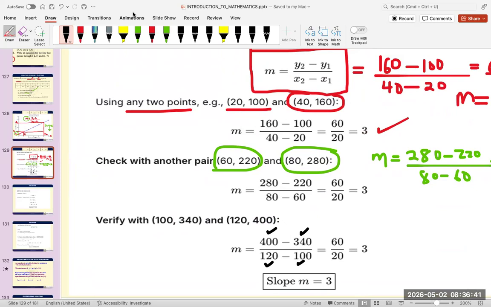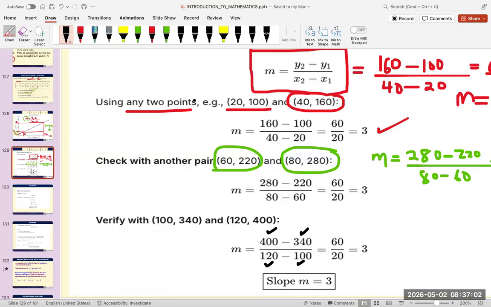Yes, Stephen, unmute yourself and ask your question. Please, good morning, class. Good morning. Sir, please, with the slope, is it always advisable to choose only two numbers, or you can decide to choose from the first number to the last number?